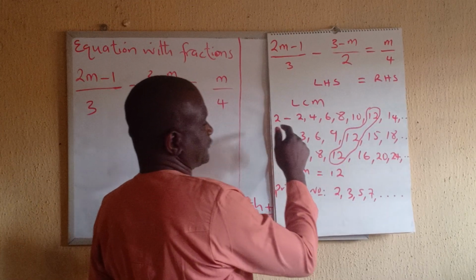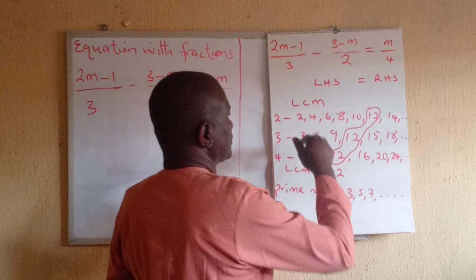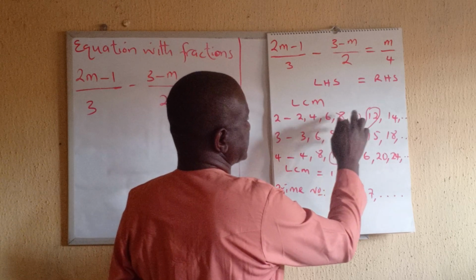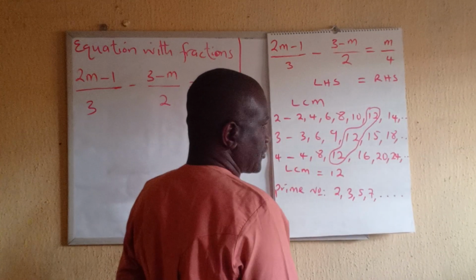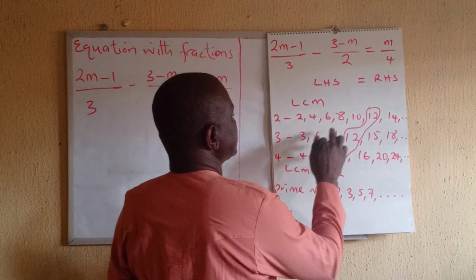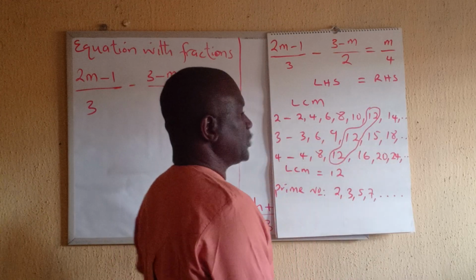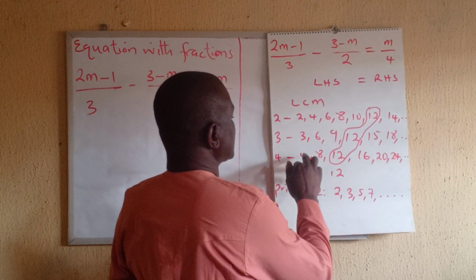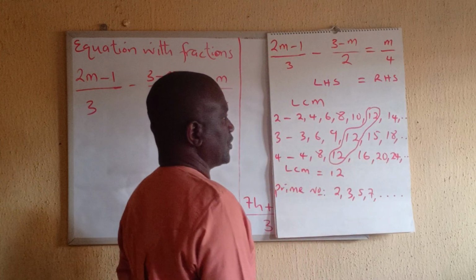Multiple of 2, what does it mean? It means you're adding 2, 2. So when we have 2, 4, 6, 8, 10, 12, 14, 16, like that continuously, that is the multiple of 2. Multiple of 3, you have 3, 6, 9, 12, 15, 18, 21, like that. Then multiple of 4: 4, 8, 12, 16, 20, 24.